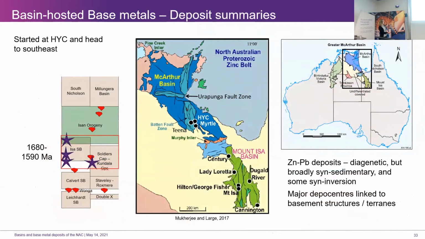So just to recap, we finished up here at Cannington, Mount Isa, Century, and we started at HYC here. So the lead zinc deposits are dominantly considered to be diagenetic, but they have a range in age. So somebody looking at the deposit scale would say they're diagenetic, therefore they're epigenetic. I would look at the basin scale and say they're all broadly syn-sedimentary. We have quite a long period where we have this system developing, and we have ore bodies developing throughout that basin history.